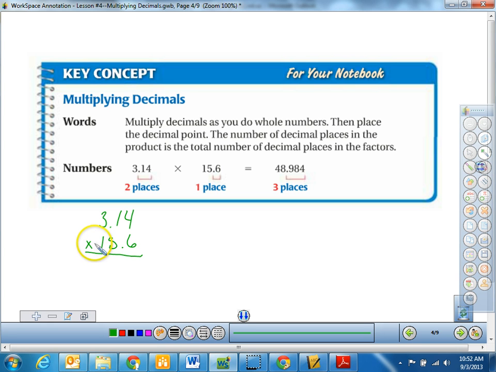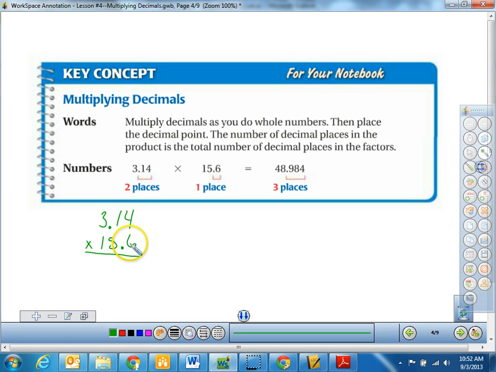What I'm going to do is multiply it for right now, pretending that it's 314 and 156. I'm not going to worry about these decimals. They're important, and I'm going to come back to them. But when I'm multiplying, I'm just going to ignore them for the time being.